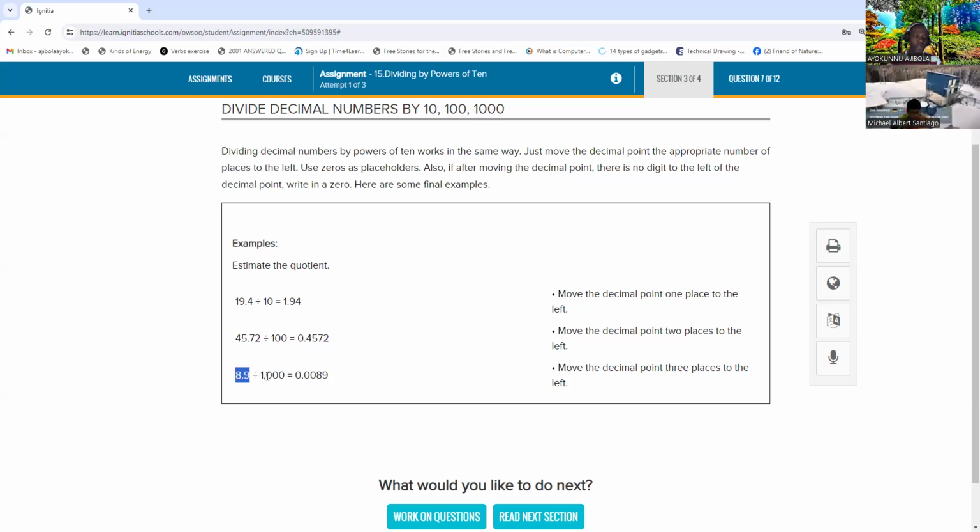What about this third one? 8.9, just 2 digits, and we want to divide by 1,000. So you move it 3 steps to the left. So that means it will cross the 8, that's 1 step. It will cross a 0 and cross a 0. Then you have this. Is that clear?